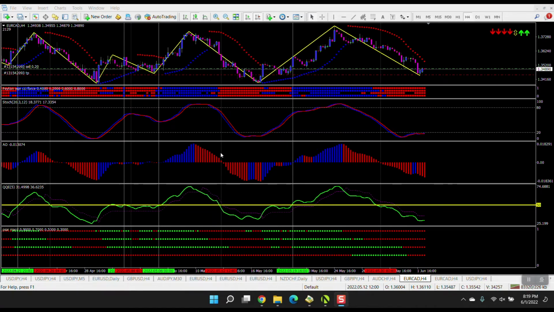So just because these lines are marking also the QQE. QQE is relative strength. It's based off the RSI, which is relative strength. The awesome oscillator is momentum. It's based off of, like, the MACD. This is stochastic, which is also momentum. Now, these lines do not match up with the stochastic.